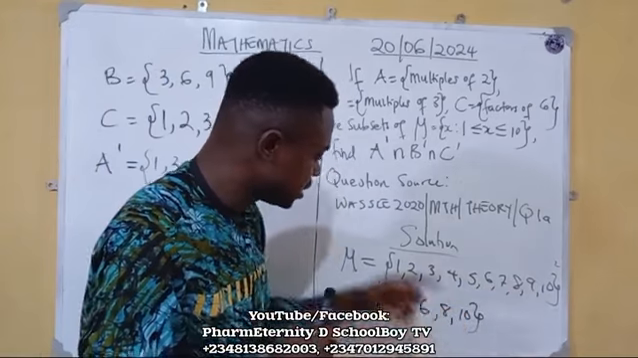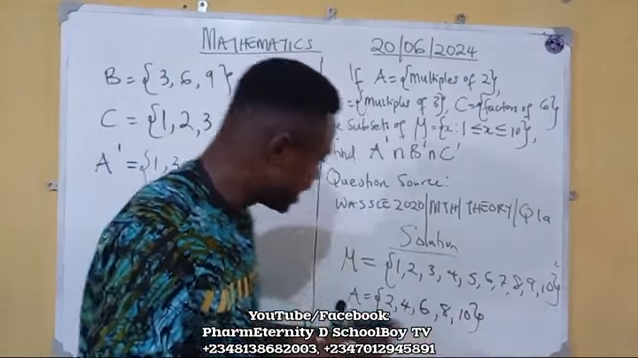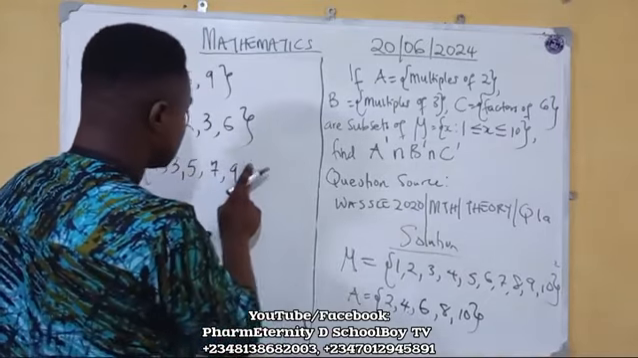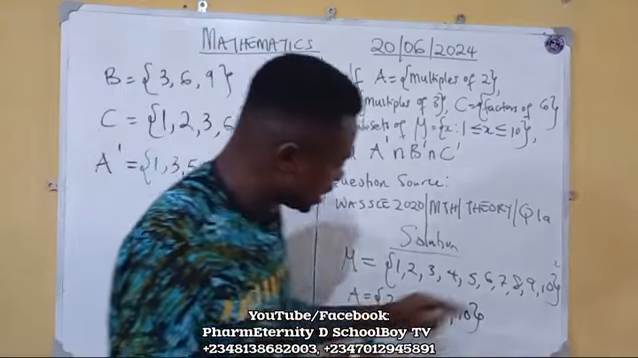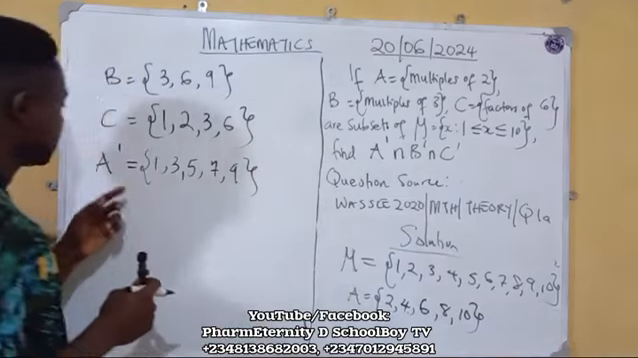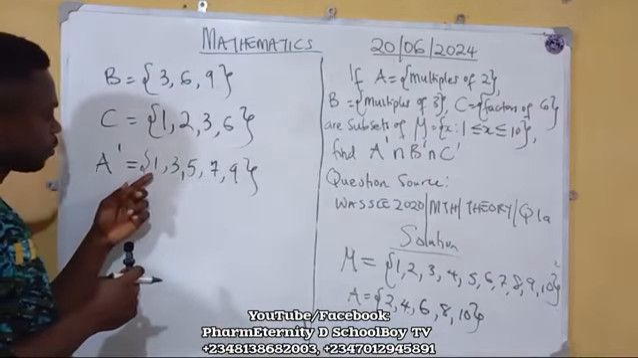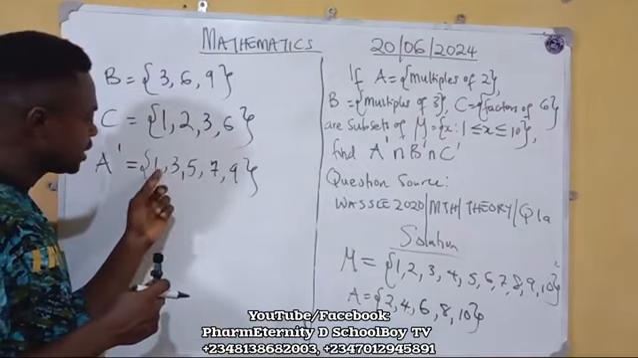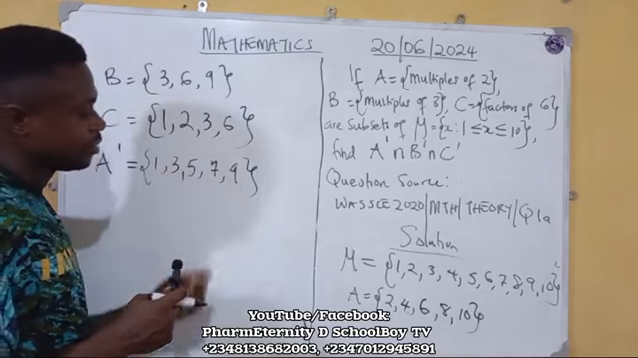8 is here, 8 is here, no need. 9 is here, but there's no 9 here, so I'll write 9. Am I done? 10 is here, 10 is okay. I'm totally done. So A prime, A complement is 1, 2, 3, 4, 1, 2, 1, 3, 5, 7, 9.